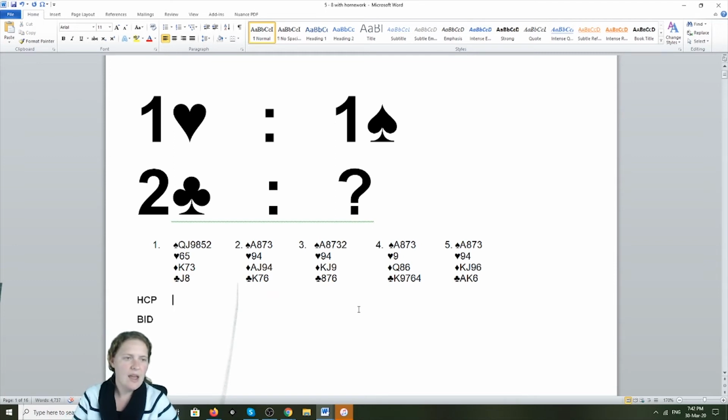So the first thing, how many high card points do we have on hand 1? We've got 7 of them. And what are we going to call? If we go through those rules or priorities that we've got, do we have a fit for our partner's second suit? So that would mean, do we have 4 clubs? No, we don't, so we can't raise that. Our next thing is potentially, do we have our own 6 card suit? Which we do. So here we could bid our spades again.